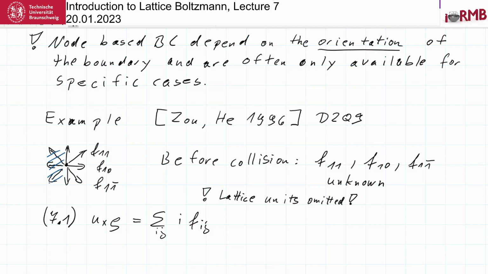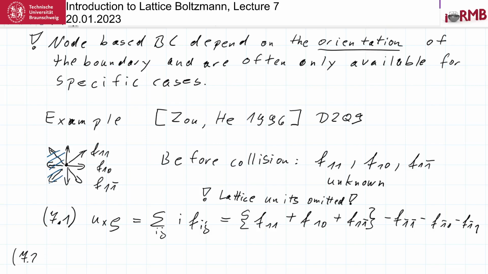Okay, moments without lattice units, right? So I write the ones that are not known in these brackets, otherwise the bracket has no meaning. Just a guide for your eye, so to speak, minus the other ones that go the other way, minus F minus 1 minus F 1, 1, right? So this is how we compute the velocity. Then we have our equation 7.2. So that's the x velocity. Then we specify a y velocity.